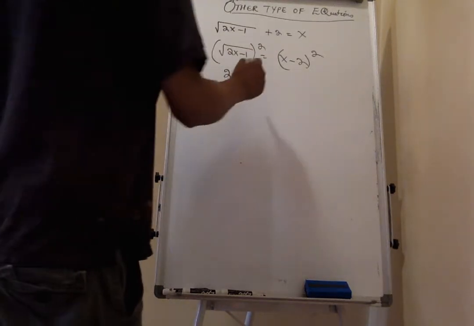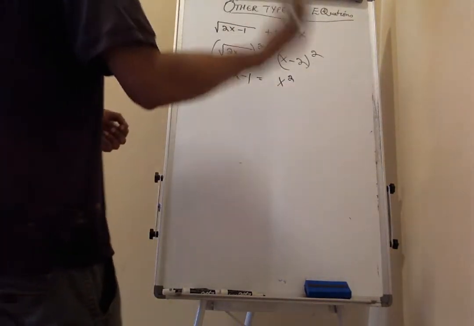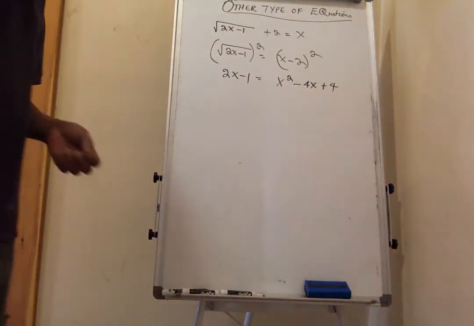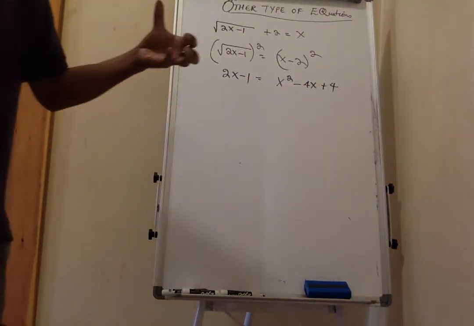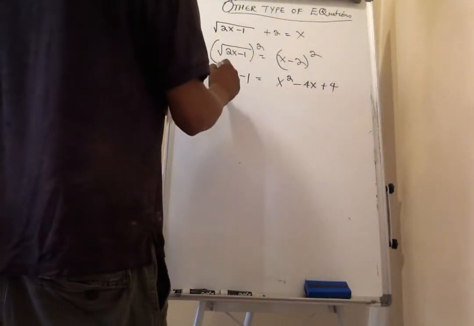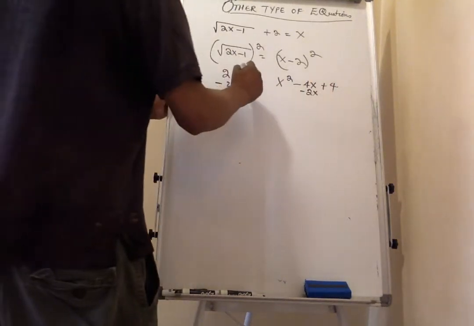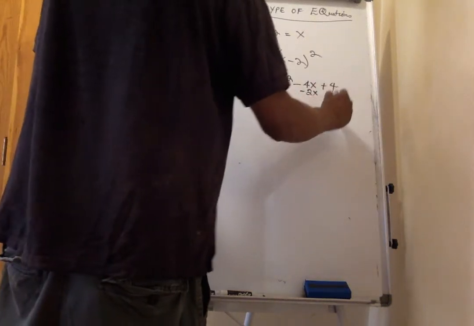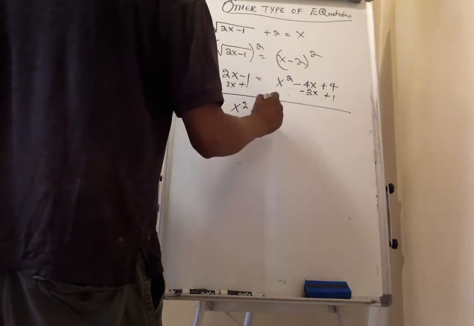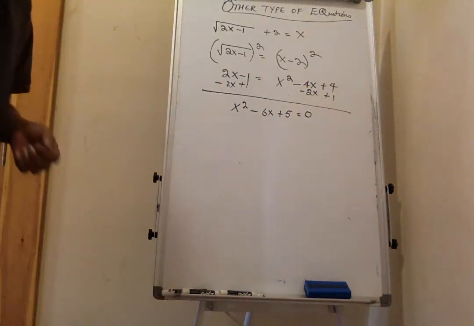But this is a perfect square. So this is x squared. And if you do x minus 2 times x minus 2, you would end up with x squared minus 4x plus 4. Now these are like terms. Now we can set the entire thing equal to 0. So if you move minus 2x to this side and plus 1, look what you end up with. You end up with x squared minus 6x plus 5 is equal to 0.